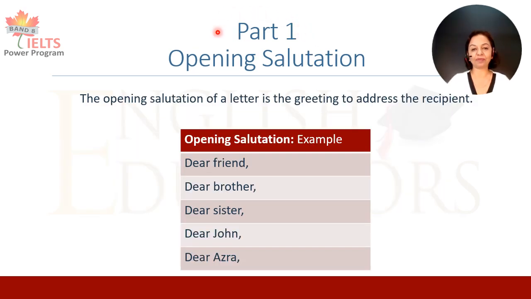Now let's learn about part 1, which is the opening salutation. The opening salutation of a letter is the greeting to address the recipient. Here are a few examples of how we open an informal letter with an opening salutation. If you are writing a letter to a friend, you will write, dear friend. If writing to a brother or a sister, dear brother, dear sister. And if you're writing to your friend, dear John, dear Ezra. Kindly note that after writing dear friend, dear John, dear Ezra, you must put a comma.